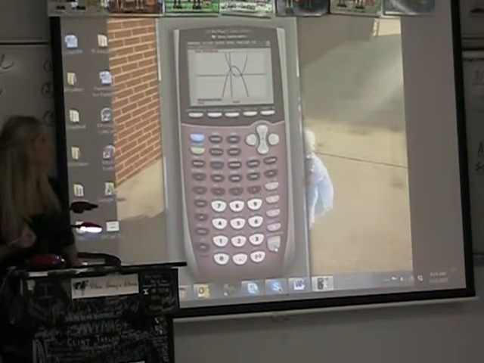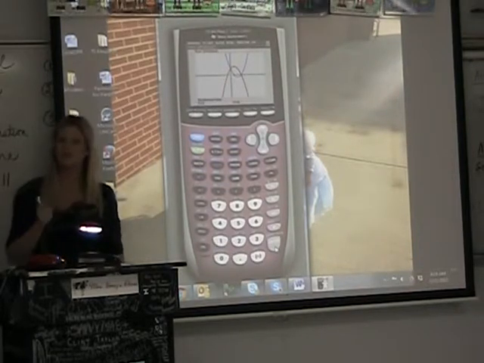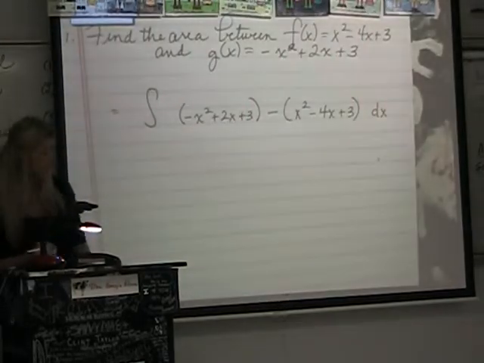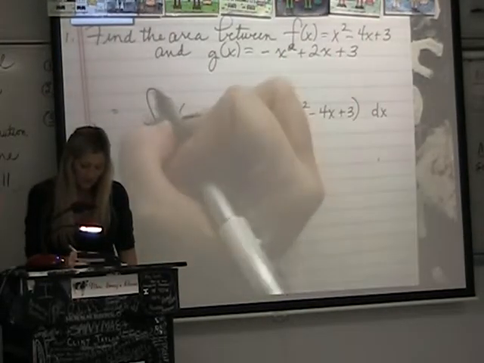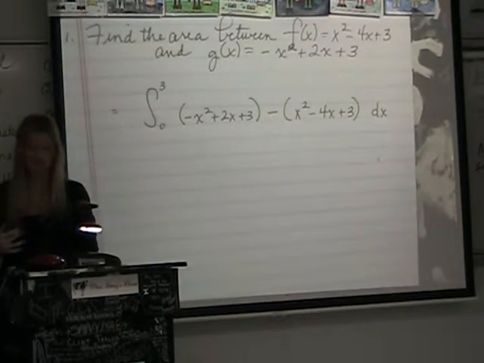So my bounds are going to be from 0 to 3. If I go back to my formula here, I'm going from 0 to 3, the x values of the intersection points.